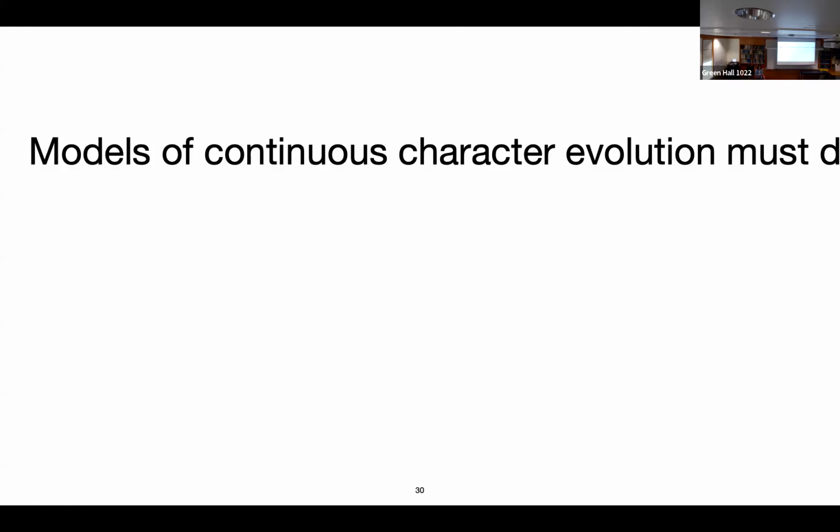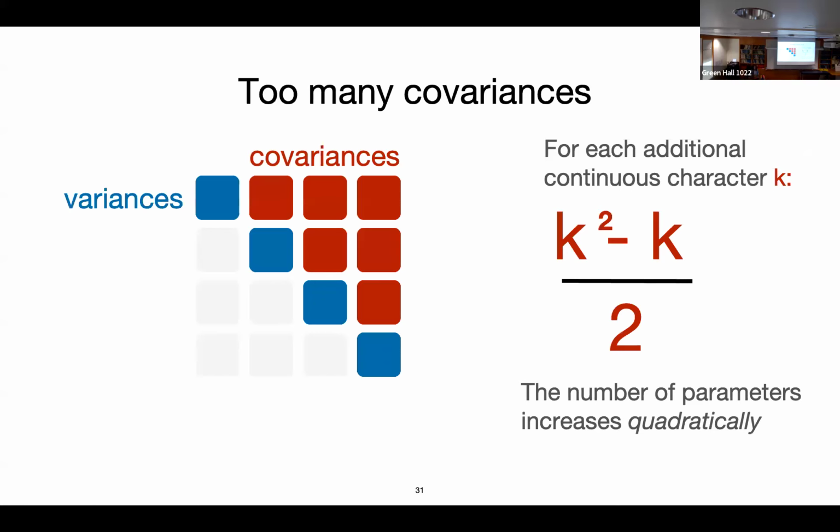So this has a number of implications for the number of parameters that we have to calculate. Phylogenetic models of continuous character evolution have to calculate something called a variance covariance matrix. So here's a diagram of one here. The variances in blue are the diagonal, but in red on the off diagonal are all the covariances you have to calculate. And there are many more covariances than variances.